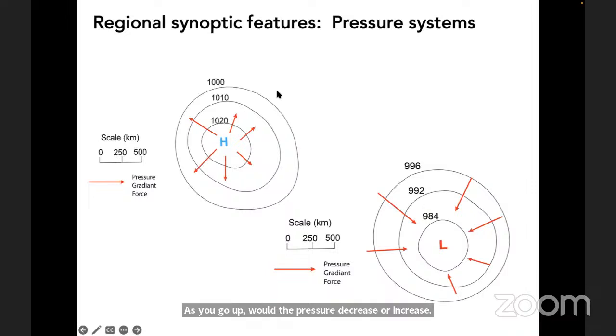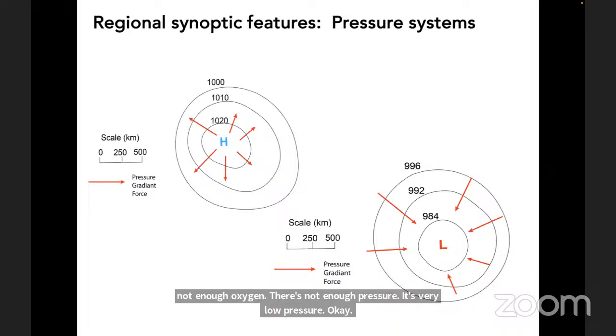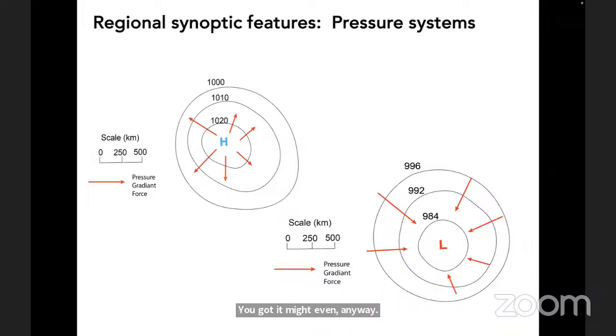Because it will decrease, because as you go up, the amount of air above you will decrease, which means the weight will decrease. That's why when in a plane they say it is pressurized. If the plane is not pressurized at that level, there's not enough oxygen, there's not enough pressure. It's very low pressure. You might even explode.